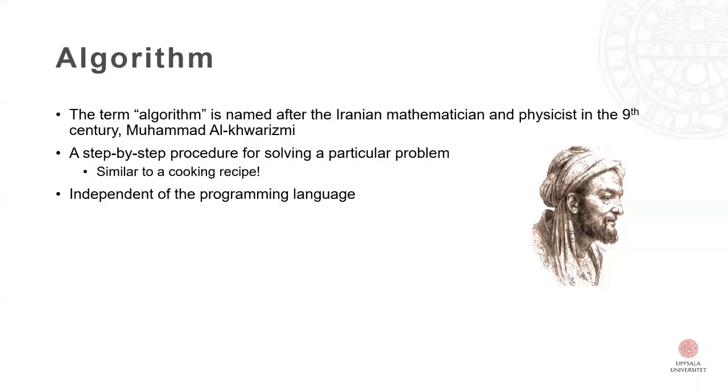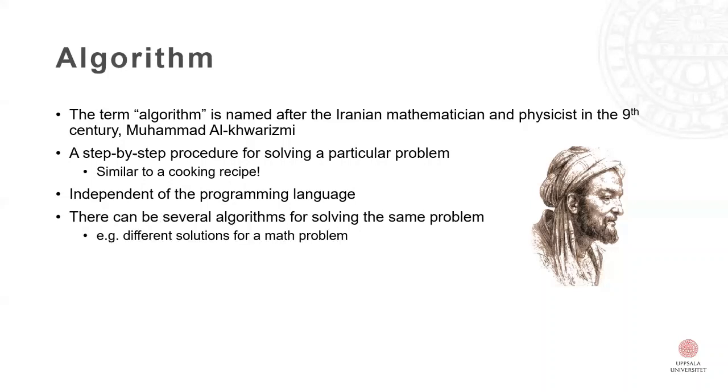Algorithms are independent of programming languages. Algorithms are the way that you think about the solution to the problems, the steps that need to be taken. And for a simple problem or a difficult problem, there can be several algorithms. For example, consider different solutions to a math problem or different ways you can reach a certain address in the city. These algorithms can be different in terms of execution time, in terms of the amount of memory that they use, etc., etc.